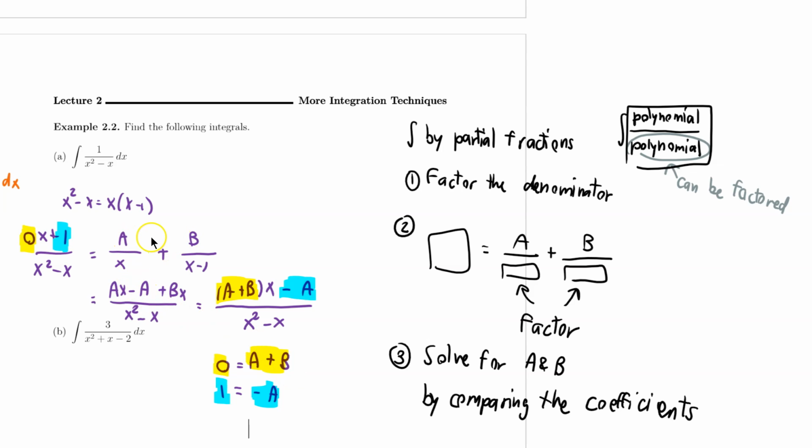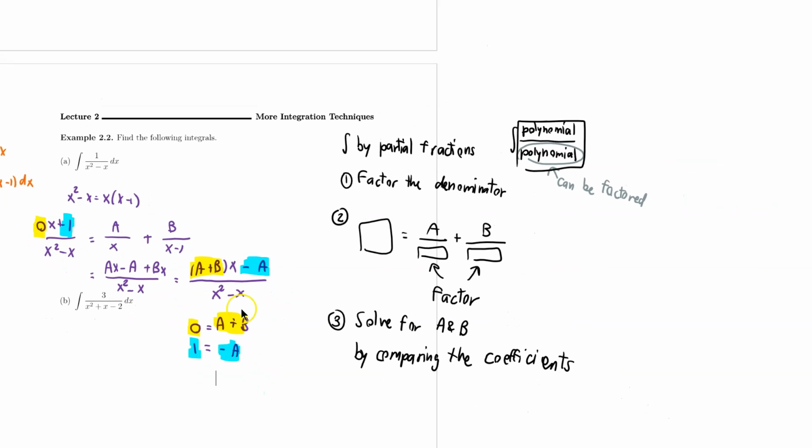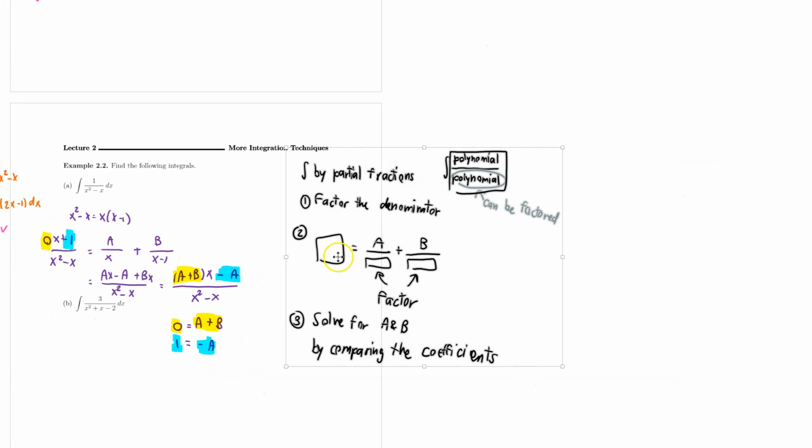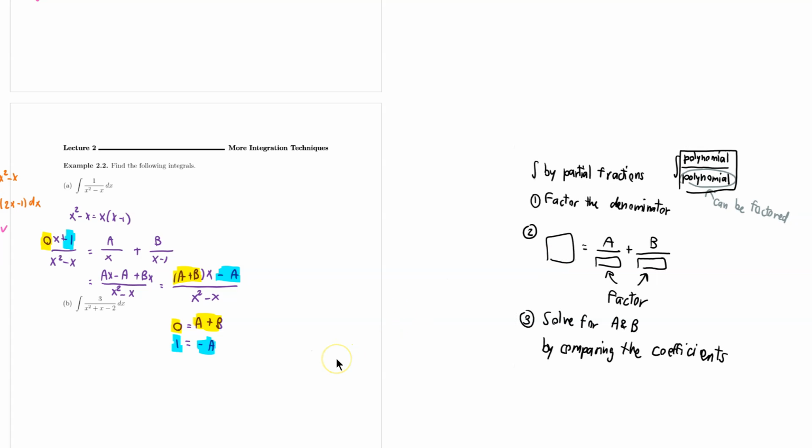So let me move this thing further away. What we have found now is that 1 over x squared minus x, we said, is equal to A over x plus B over x minus 1. And we have solved for A and B. My A is just negative 1 and my B is just 1.